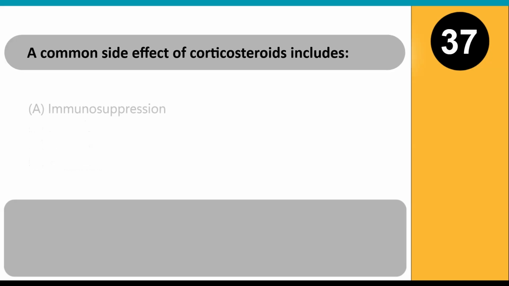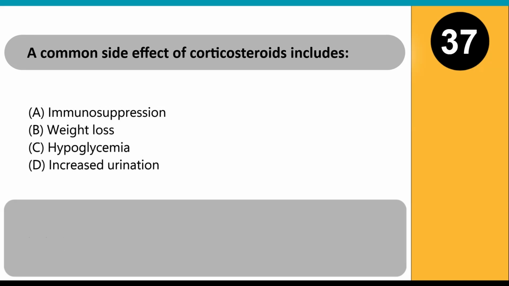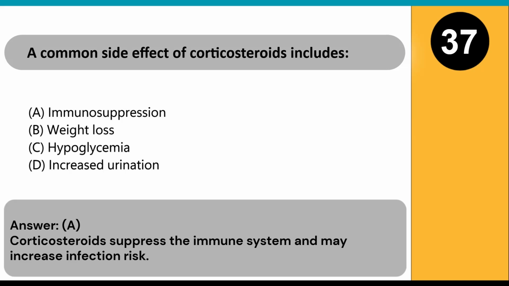A common side effect of corticosteroids includes A. Immunosuppression. B. Weight loss. C. Hypoglycemia. D. Increased urination. Answer A. Corticosteroids suppress the immune system and may increase infection risk.